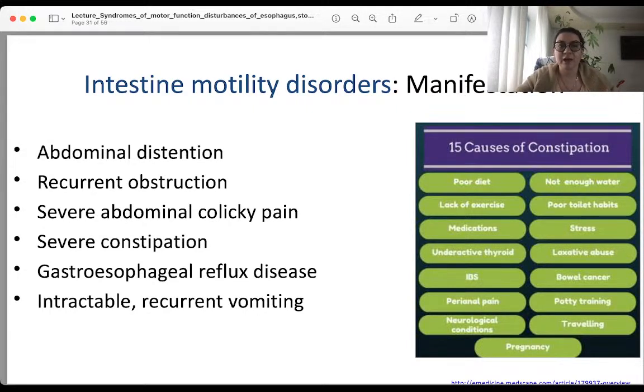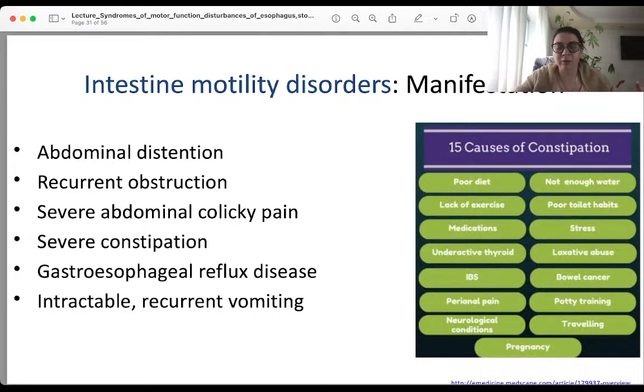Manifestations. It can be abdominal distension. It can be recurrent obstruction, severe abdominal colicky pain, severe constipation, gastroesophageal reflux disease, and intractable recurrent vomiting.